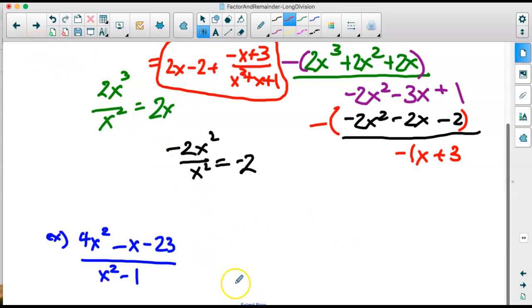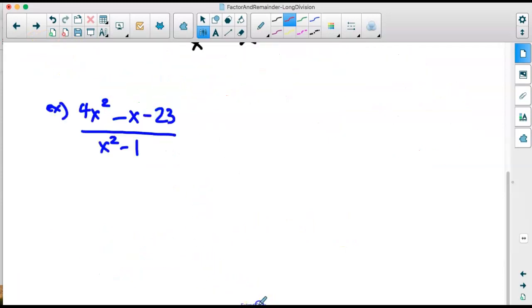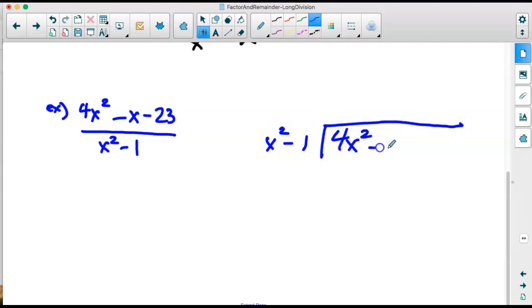Down here, another example of a division problem, and practice long division. So starting off with x squared minus 1 divided into 4x squared minus x minus 23. We don't have to do anything there.